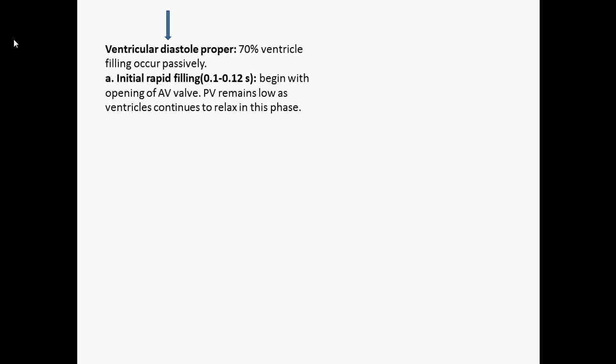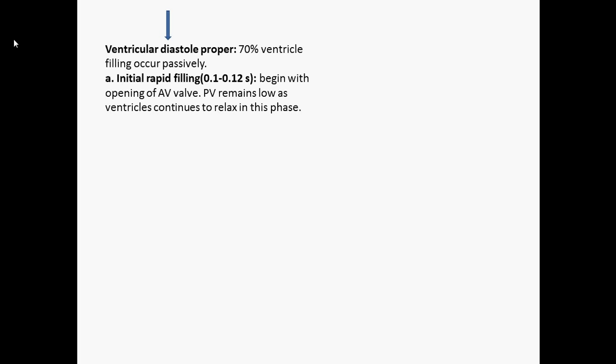See, then this phase is followed by ventricular diastole proper. So 30% of the ventricles fill up passively. No contraction force is applied, the atria do not contract, just because of the opening of the valve and with the effect of gravity, the ventricles are filled up. So this ventricular diastole proper consists of three phases.